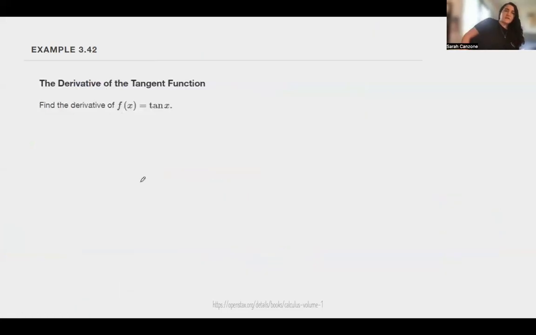All right, let's find the derivative of tangent. There will be a rule that you'll just be able to know, the derivative of a tangent, but let's actually find a way to solve it.